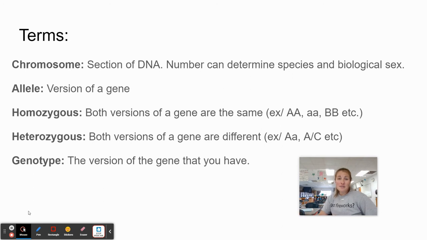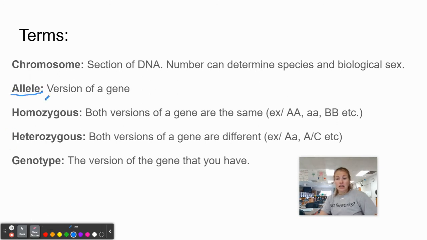All right, so here are some terms. You should remember these from middle school. So the first term is chromosome. This is a chunk of DNA. It looks like a little worm, okay? The number can determine species and biological sex of that organism. This next one might be a new term for you guys, and we're going to use it quite often.